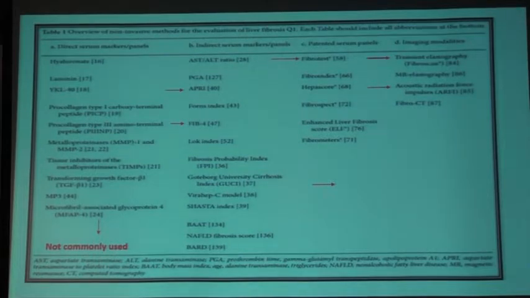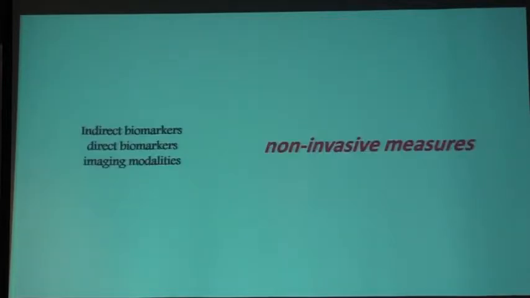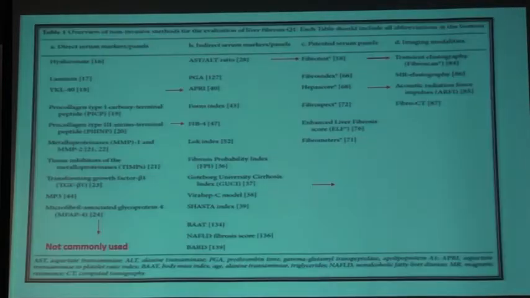Here are most of the issues that we can use for the evaluation of liver fibrosis and cirrhosis, either by the direct serum markers, which are not commonly used actually, the hyaluronic acid, laminin, procollagen 1 and procollagen 3 and so on. However, the most commonly used methods are the indirect ways of evaluation, as well as imaging by the FibroScan and the RV machine.